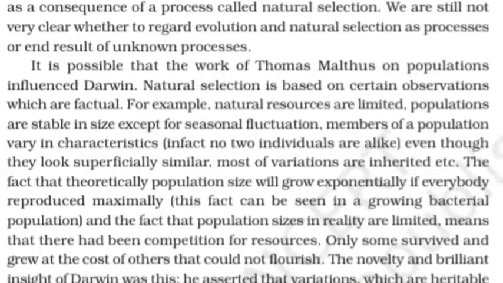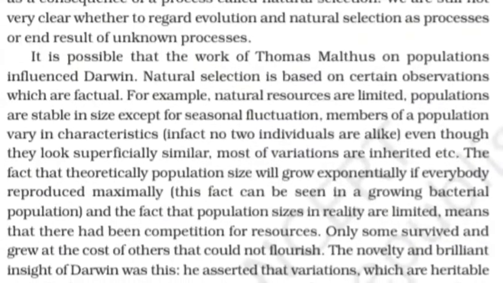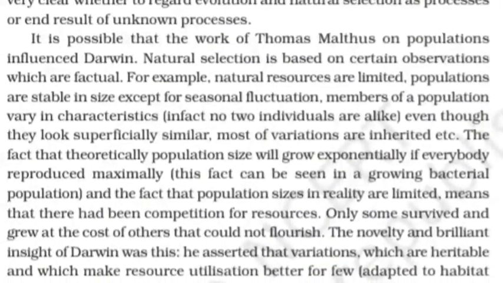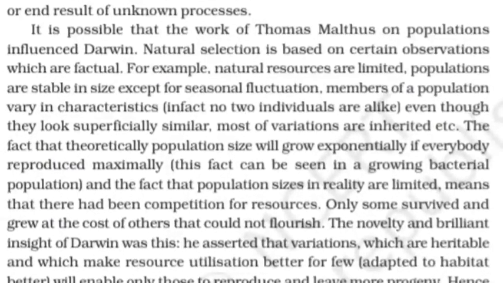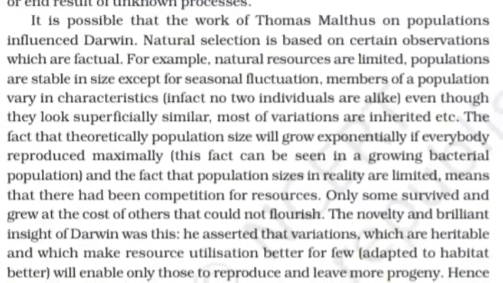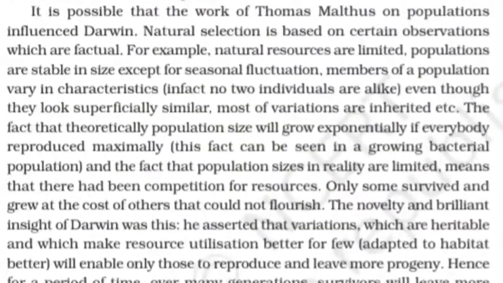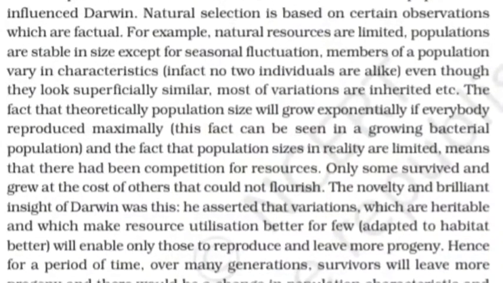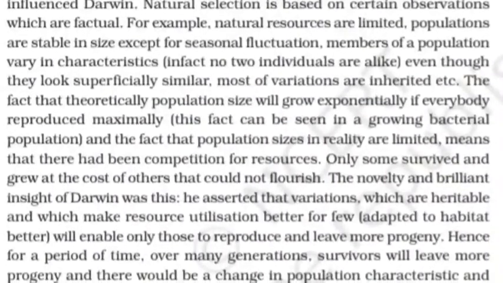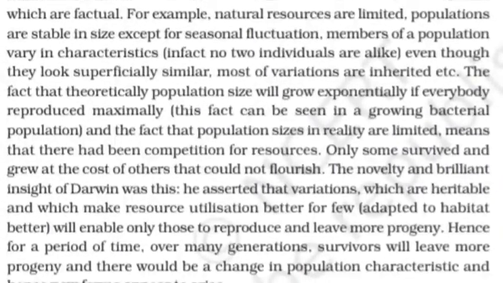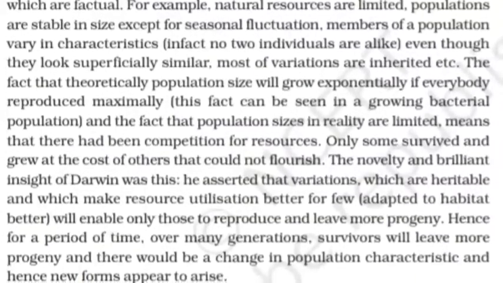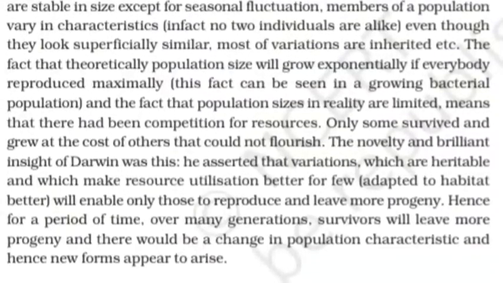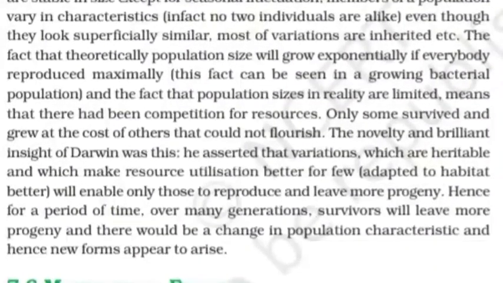Natural selection is based on certain observations which are factual. For example, natural resources are limited, and populations are stable in size except for seasonal fluctuation. Members of a population vary in characteristics. In fact, no two individuals are alike, even though they look superficially similar. Most of the variations are inherited, etc. The fact that theoretically population size will grow exponentially if everybody reproduces maximally can be seen in a growing bacterial population, and the fact that population sizes in reality are limited means that there has been competition for resources. Only some survived and grew at the cost of the others that could not flourish.